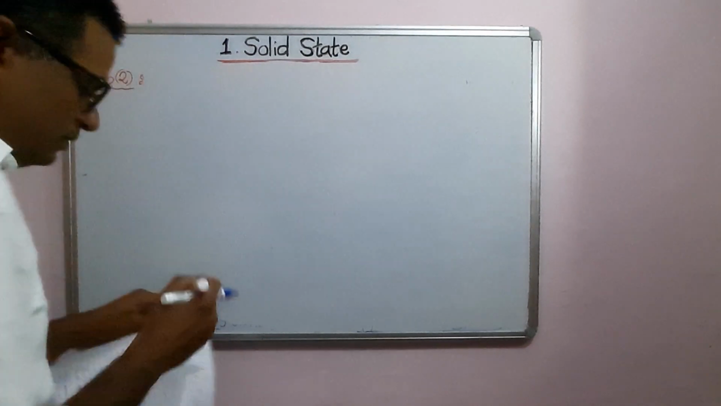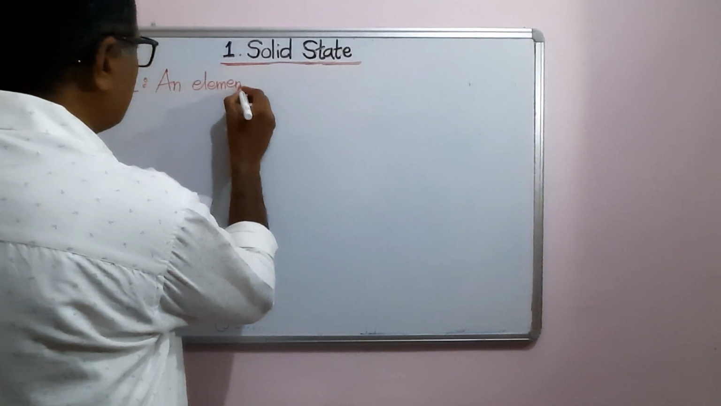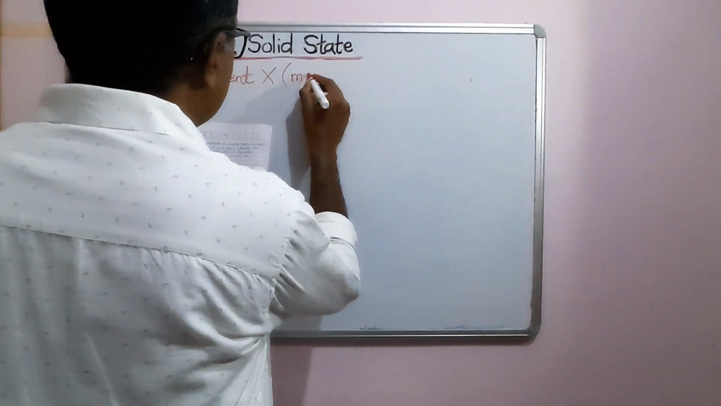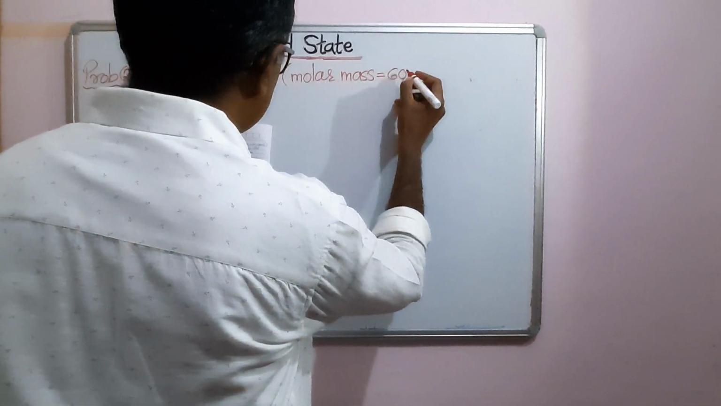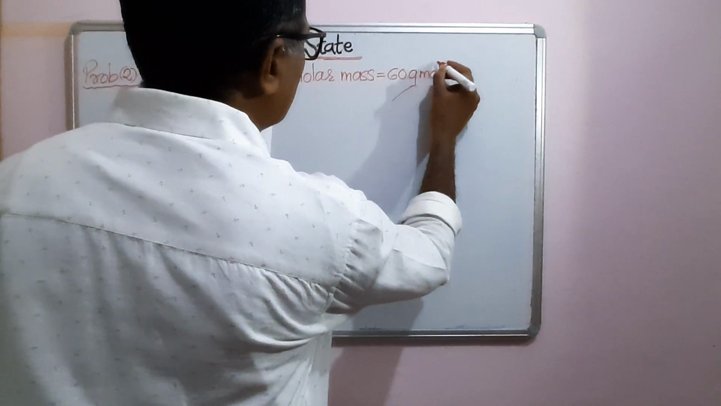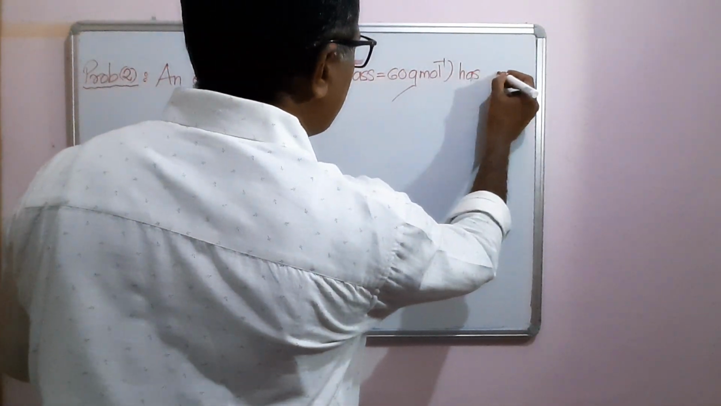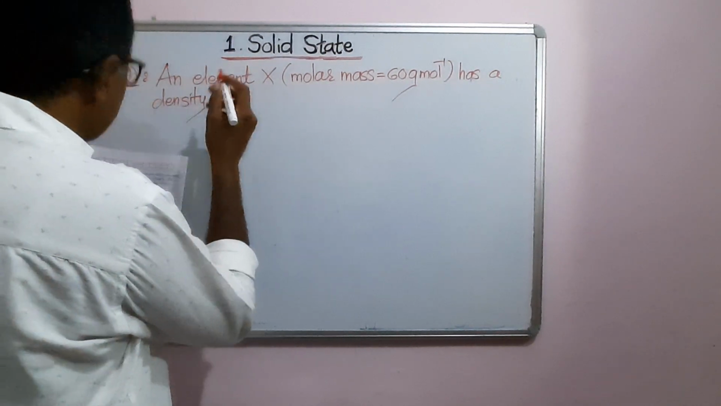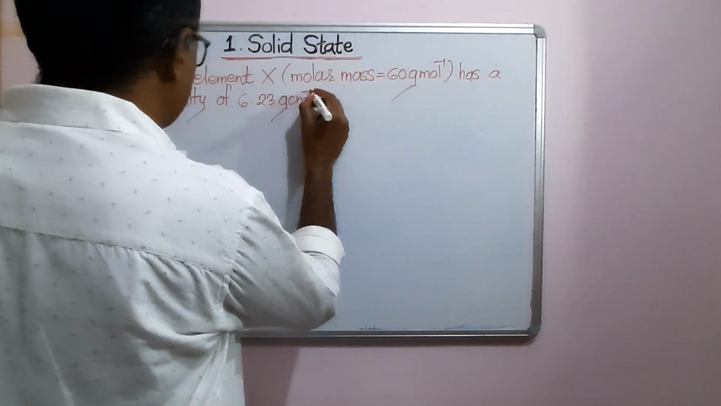So this is problem number 2. I will write down an element X. The molar mass of element X is given as 60 gram per mole, and it has a density of 6.23 gram per centimeter cube.